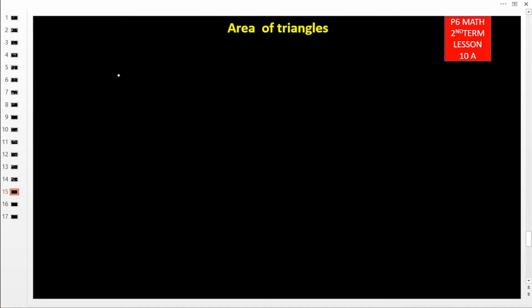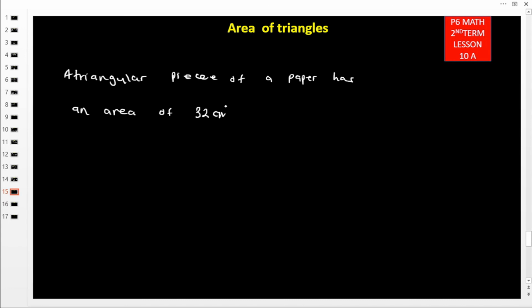All right, so let us look at this one more. It is saying a triangular piece of paper has an area of 32 centimeters squared. Its height is 8 centimeters. Find its base.